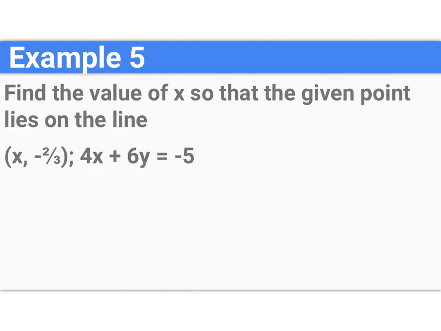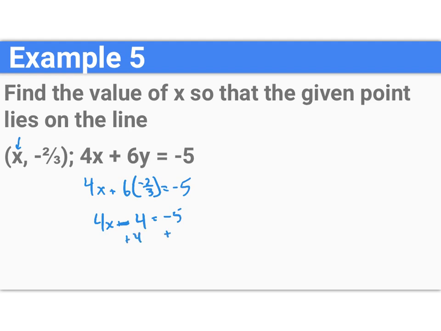Find the value of x so that the given point lies on the line. Okay. So this will be easy enough. We don't know what x is. So you have 4x plus 6y times -2/3 equals -5. So you have 4x. 6 divided by 3 is 2. 2 times -2 is -4 equals -5.